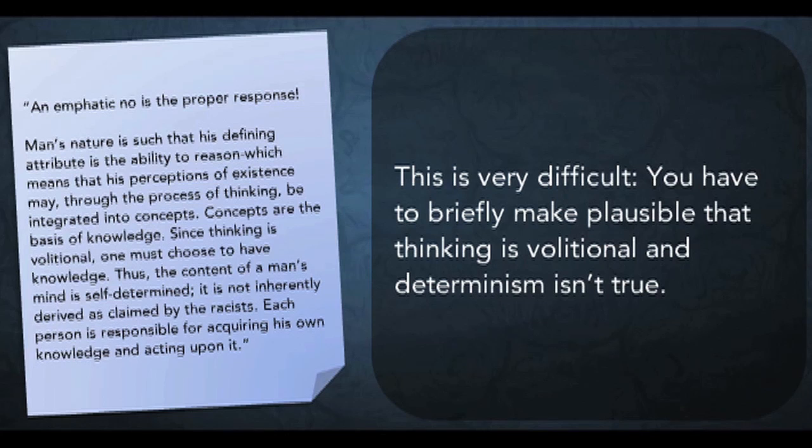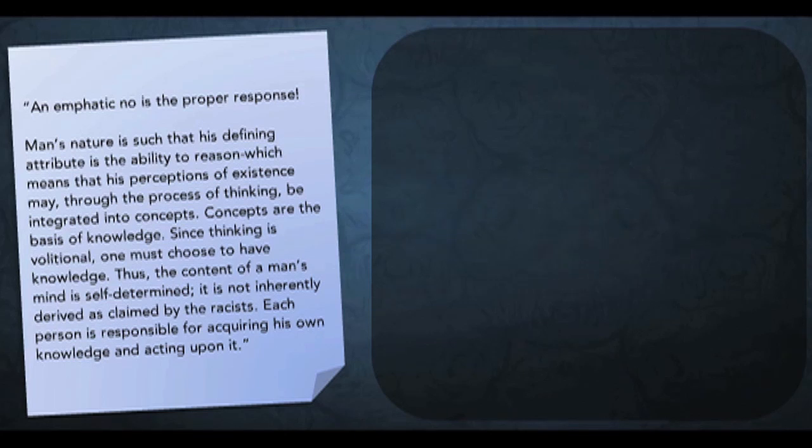Can you read this paragraph as though you did not know the objectivist theory of thought, concepts, and free will, and you simply read, man's nature is that his perceptions of existence be integrated into concepts. They're the basis of knowledge. Thinking is volitional. It's very fast, that's all I can say. I think I could get each point approximately, but it's very condensed. And you might say, well, you want to give some indication of why you say determinism is wrong.